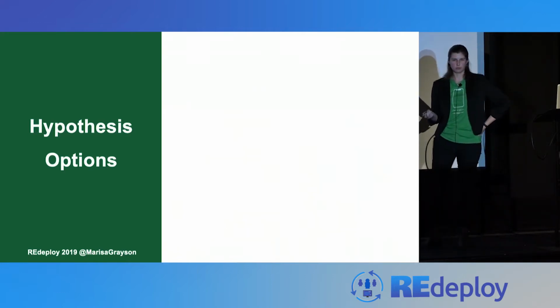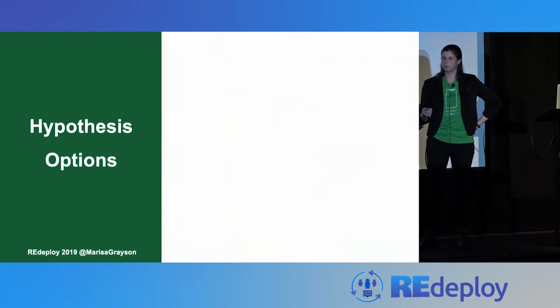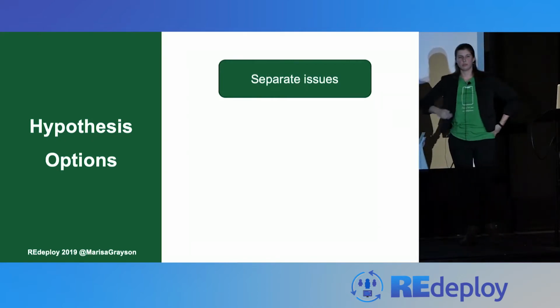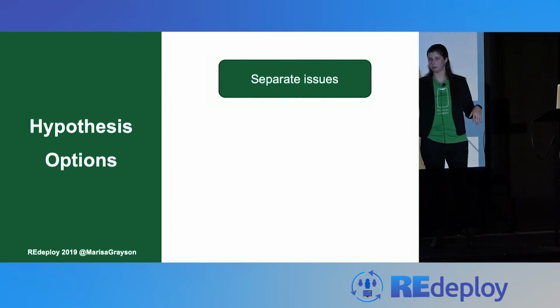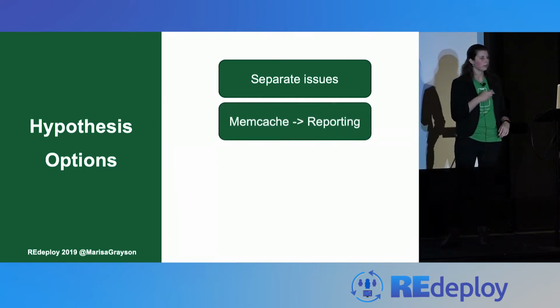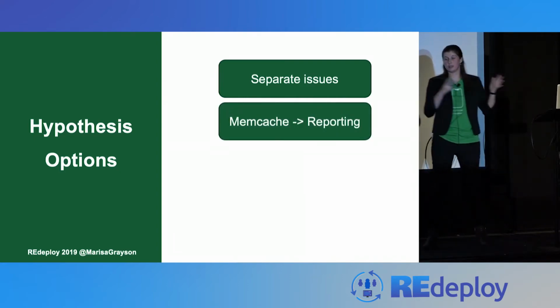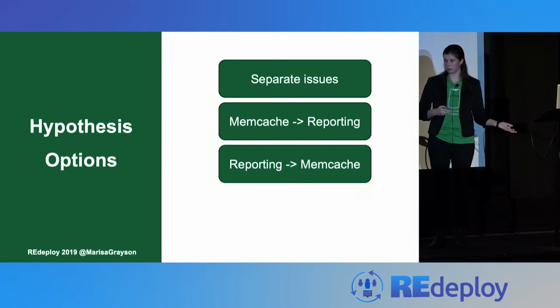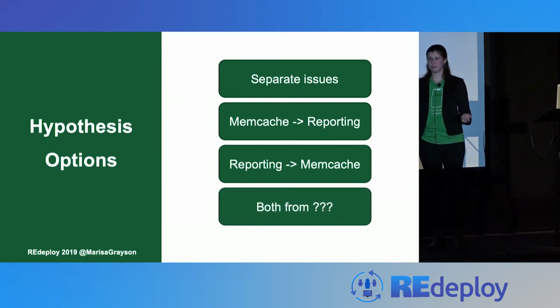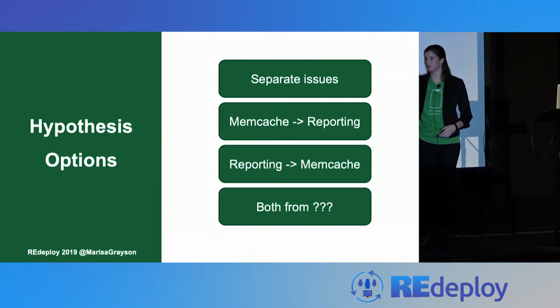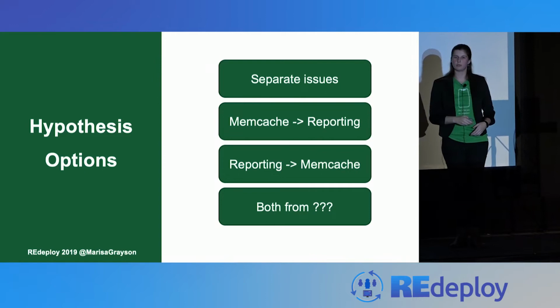I'm going to give you some options for the hypotheses that you will come to the table with. These could be separate issues. The memcache issue could be totally separate from the reporting server issue, with very little in common, nothing directly linked. You could have one where the memcache server is actually impacting the reporting server. And then the vice versa route. And the last option is that there's something else connecting the 2. So these are really the 4 types of options that you have. And of course, the last one can break down into lots of other areas. But generically, these are the 4 options available to you.